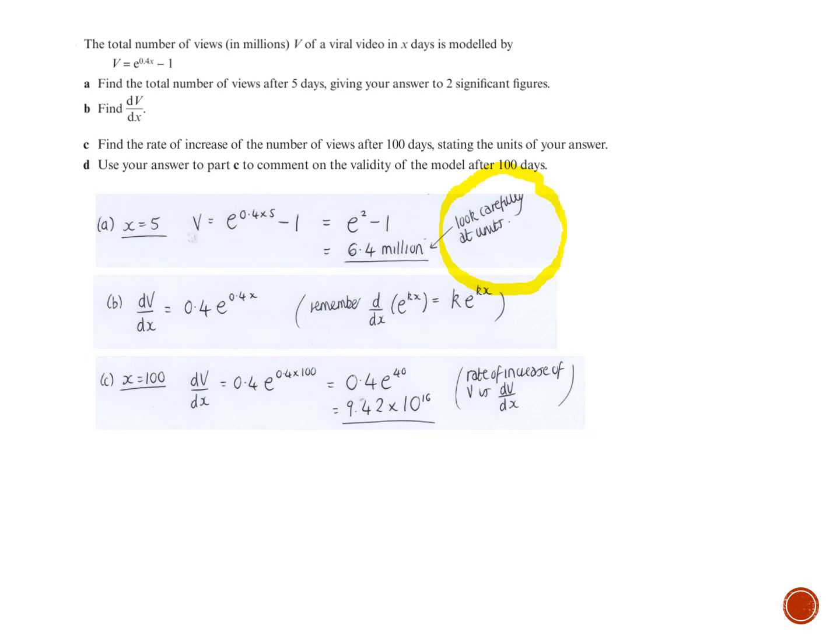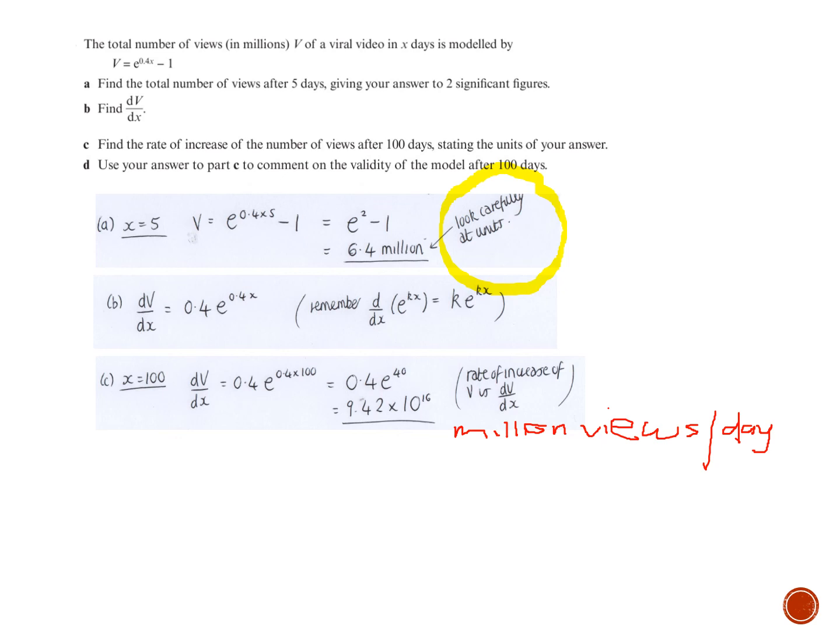So 9.42 times 10 to the 6. So that's going to be million views per day. Sorry about this. But never mind. Okay, so there we go, we've added that on now. Lovely, look at that writing. So that's the units of my answer. So it's 9.42 times 10 to the 6 million views per day. That's a rate of increase.